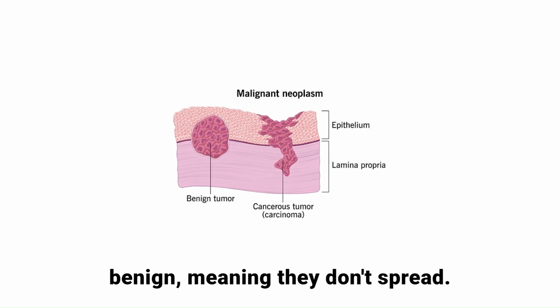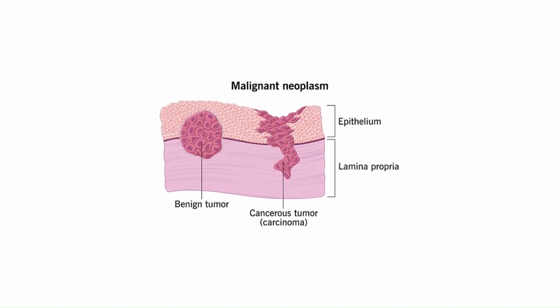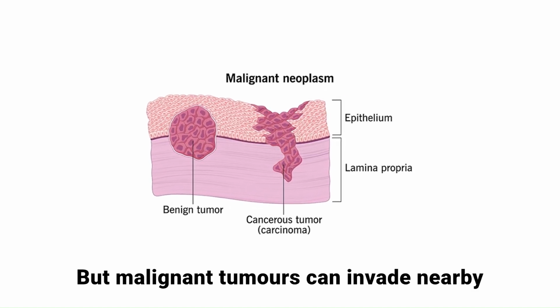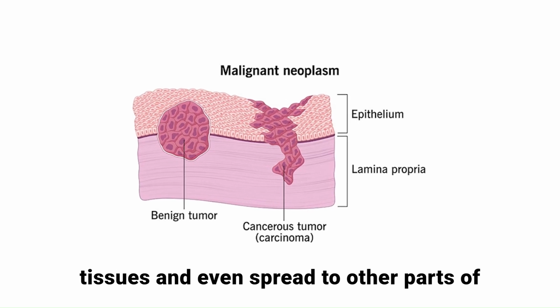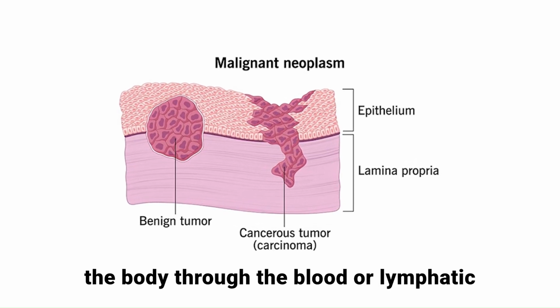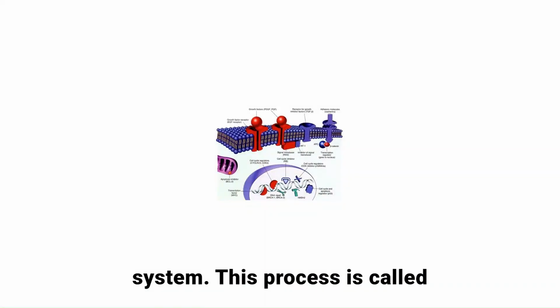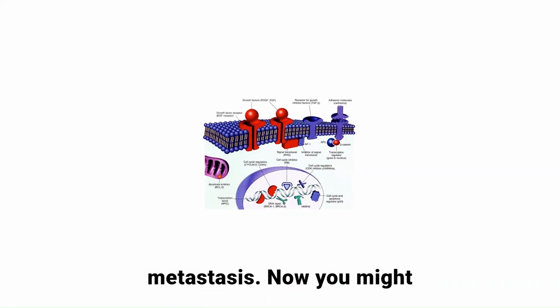Not all tumors are cancerous. Some are benign, meaning they don't spread. But malignant tumors can invade nearby tissues and even spread to other parts of the body through the blood or lymphatic system. This process is called metastasis.